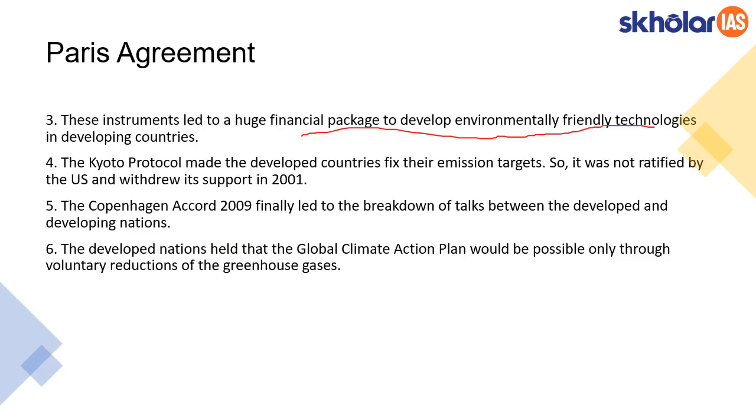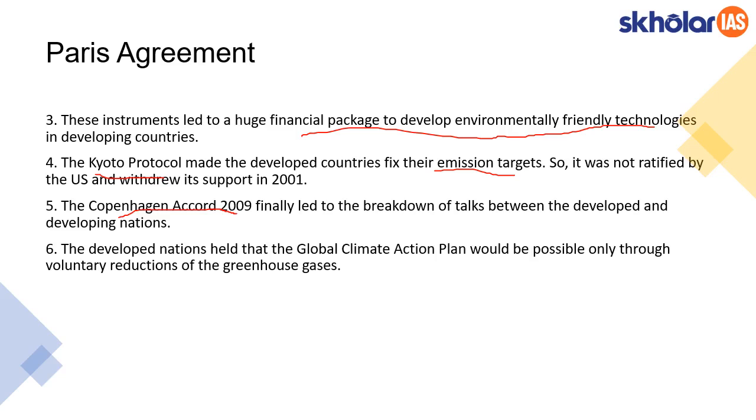But the actual problem started with the Kyoto Protocol. This protocol made developed countries fix their emission targets. So this led the US to withdraw its support from the Kyoto Protocol. That's what the US does, we know that. Following this, there was the Copenhagen Accord in 2009. This led to failure of talks between developed and developing nations. There was a tussle between these two groups over who has to control their emissions.